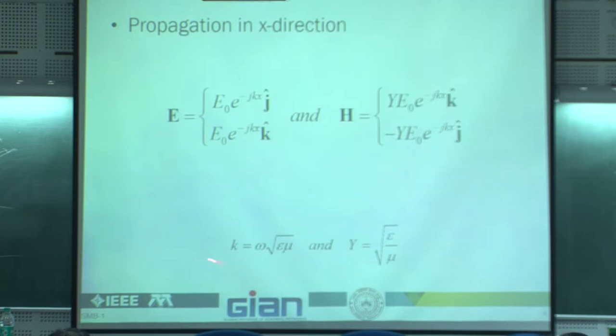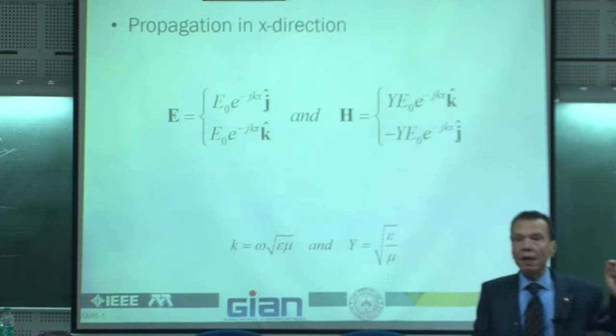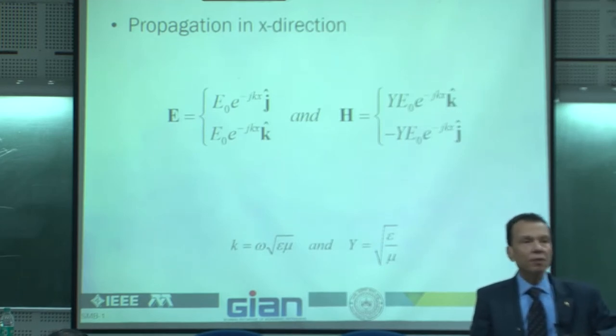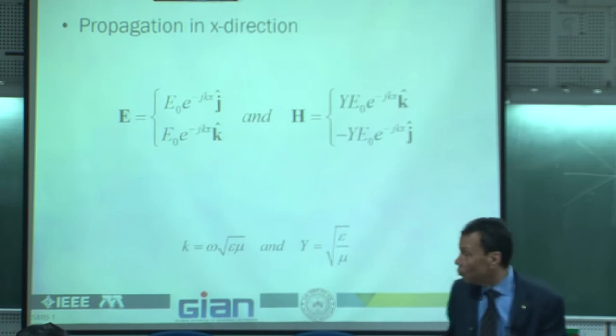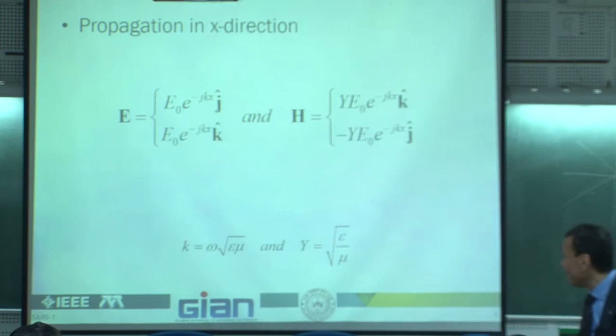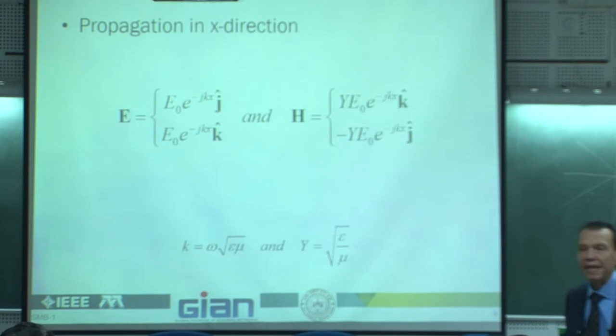Now look at these two here. The whole thing has only two parameters, except for the strength of the excitation, which is E naught. We have k, which is omega times the square root of epsilon times mu. And we have impedance, which is the square root of mu divided by epsilon. Starting from now, we will not try to measure permittivity or permeability. They are not accessible for us. We will try to measure these two quantities here, k and Y, or k and Z.